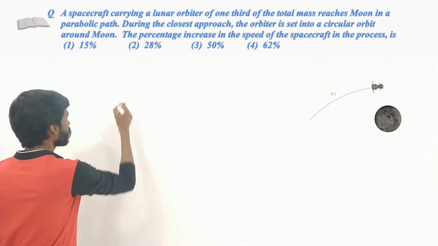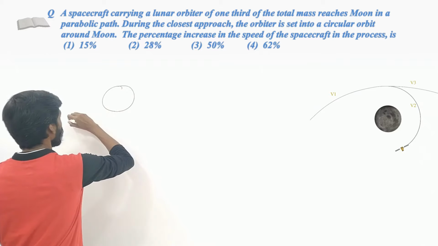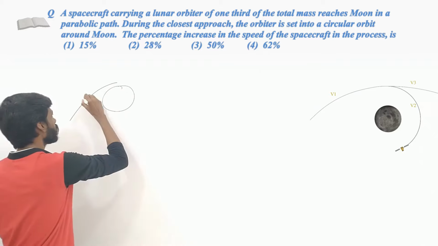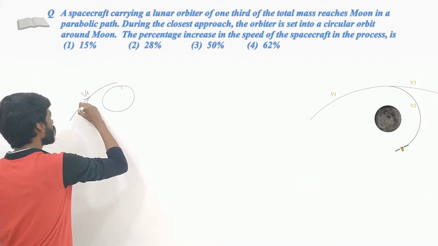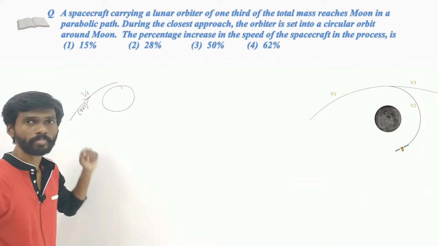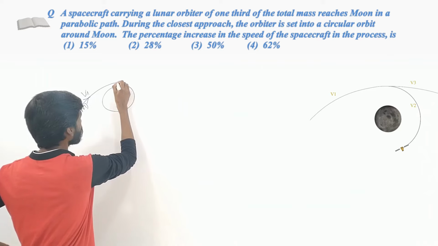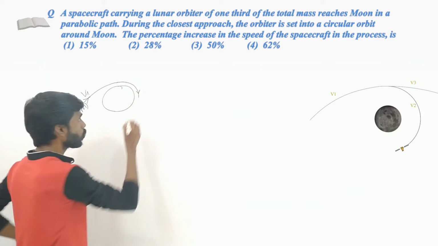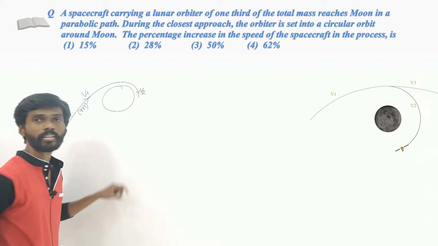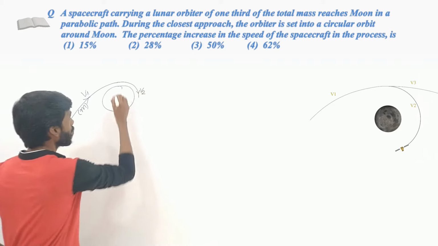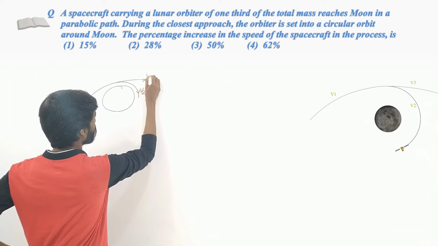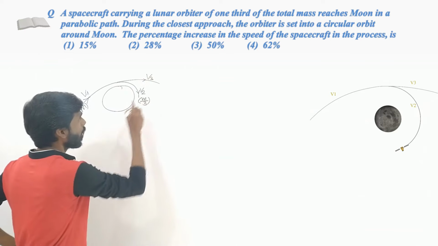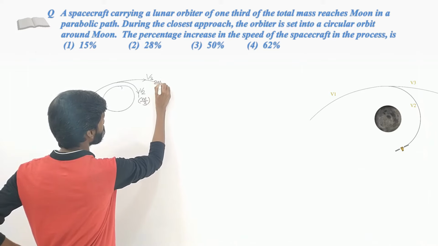So it's like this. So this is the Moon and our spacecraft is reaching the closest point on the Moon with the speed, let's take the speed to be v1, and the mass of the spacecraft is m. Okay, but when it reaches this point, it gets separated into two parts. So one is moving with the velocity v2, and so this is moving in a circular orbit. So the other part is moving away with the speed v3. So this mass is also given 1/3 of the mass, that is m by 3, and the remaining 2m by 3.